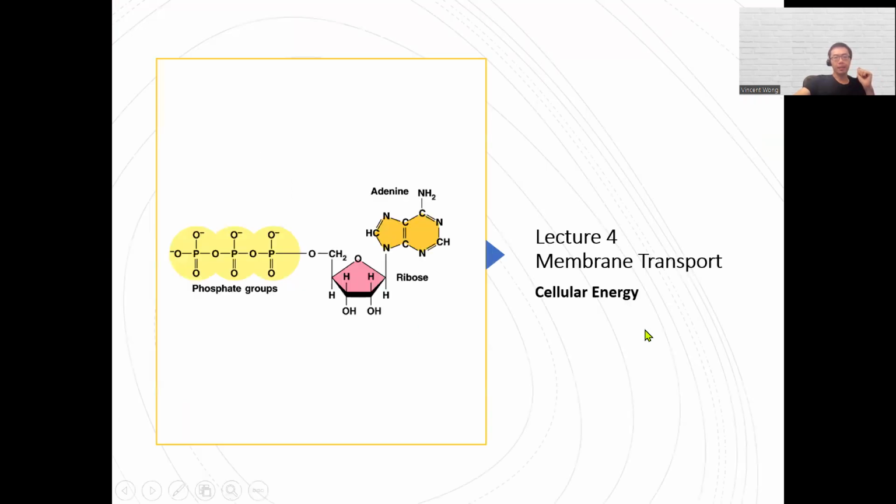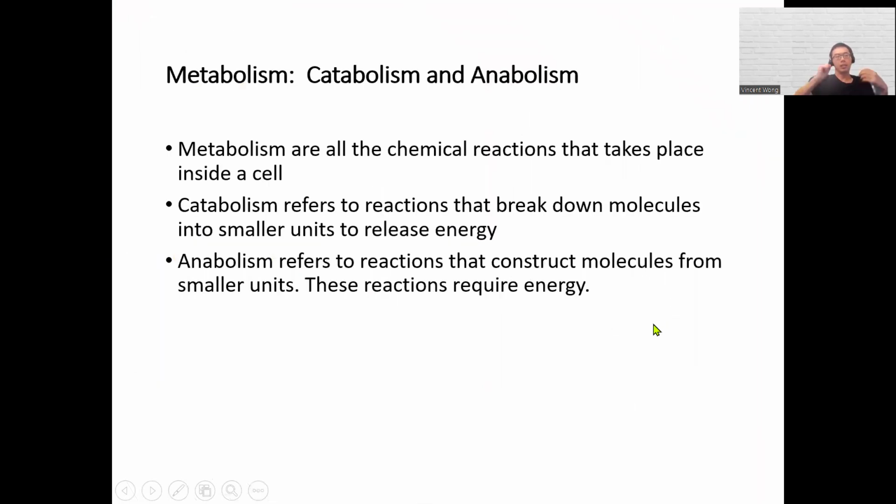Okay, moving on. We're gonna spend the last 10 minutes talking about cellular energy, and then I think we'll stop there. So metabolism. Metabolism is basically all the reactions that are going on inside a cell. And there are tons of reactions happening at any given moment, all right? Some reactions are considered catabolism. Others are anabolism.